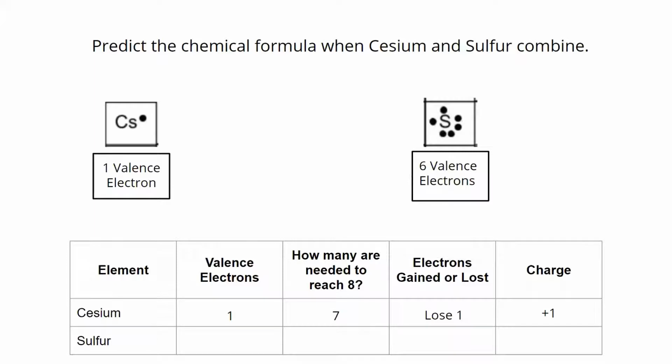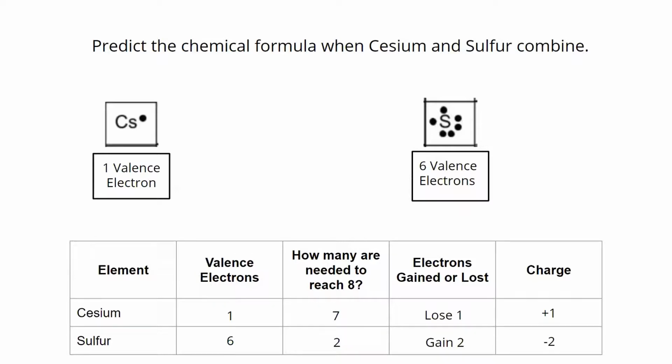So in the case of sulfur, we see that sulfur has 6 valence electrons and it needs 2 more to reach 8. So is it easier to gain 2 or to lose 6? In this case, it's easier to gain 2 electrons. So as sulfur gains these 2 electrons, it has 2 more electrons than it has protons in the atom, which means it has extra negative charges. So that means that sulfur, as it bonds with different metals, is going to have a charge of -2.